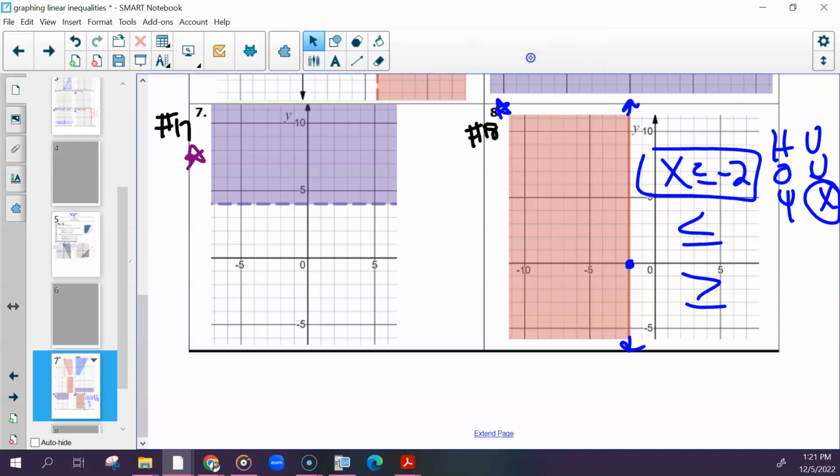Great. Go grab your calculator if you don't already have it. Go ahead and write it fast.